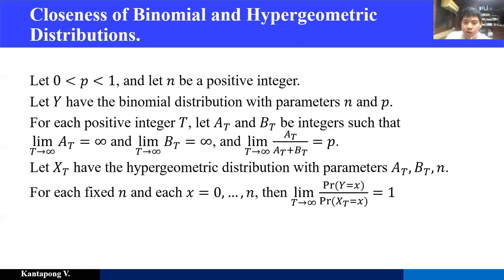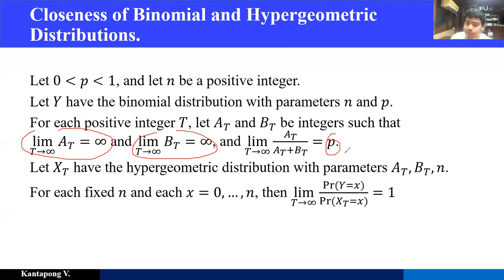So let p be between 0 and 1 and let n be a positive integer. Let Y have the binomial distribution with parameters n and p. For each positive integer t, let at and bt be integers such that the limit of at is infinity and the limit of bt is infinity. That is, each population goes to infinity, but the proportion is p. It's like tossing a coin. Okay, if we toss a coin a finite number of times and the population goes to infinity, it is very similar to the binomial, right? And let Xt have the hypergeometric distribution with parameters at, bt, and n.